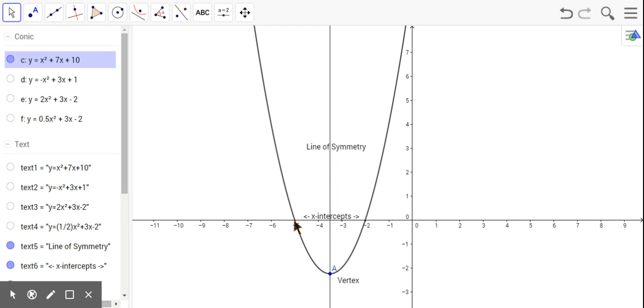Your parabola is going to have these x-intercepts, and that's where it crosses the x-axis. And then there's this thing called the line of symmetry. Now, the line of symmetry is a line that goes through the vertex, and it cuts your parabola perfectly in half. So you could fold this side over here, and they would be complete matches.